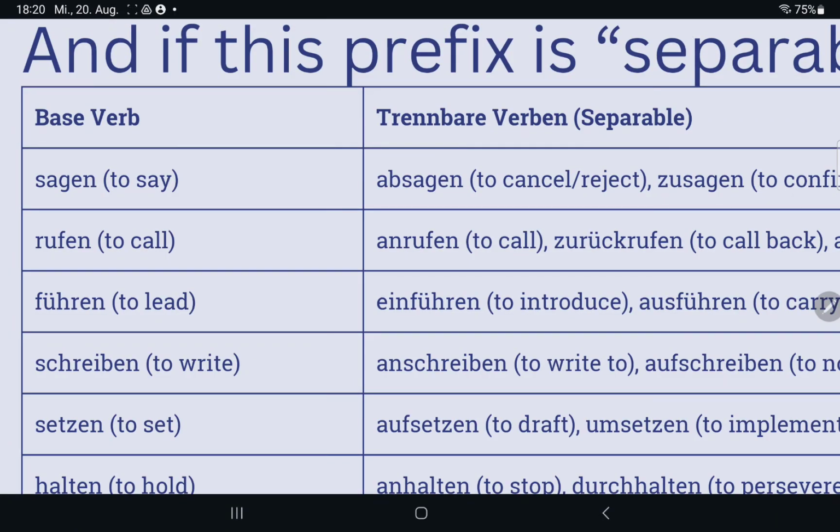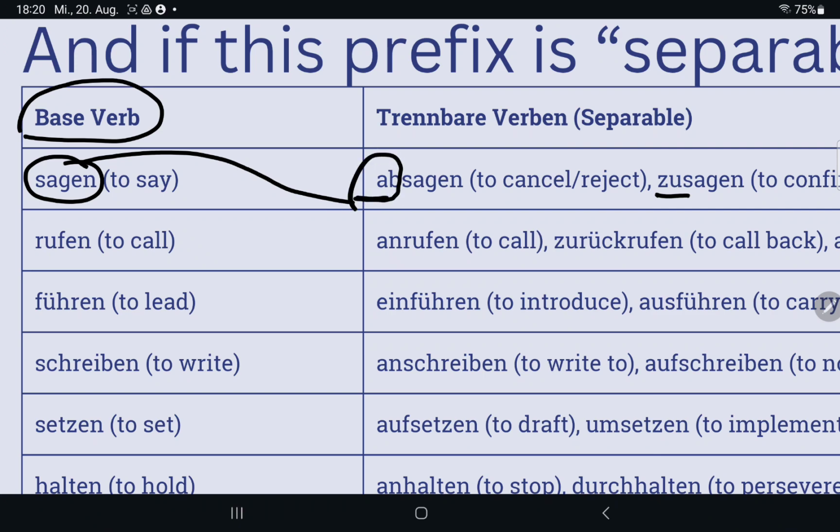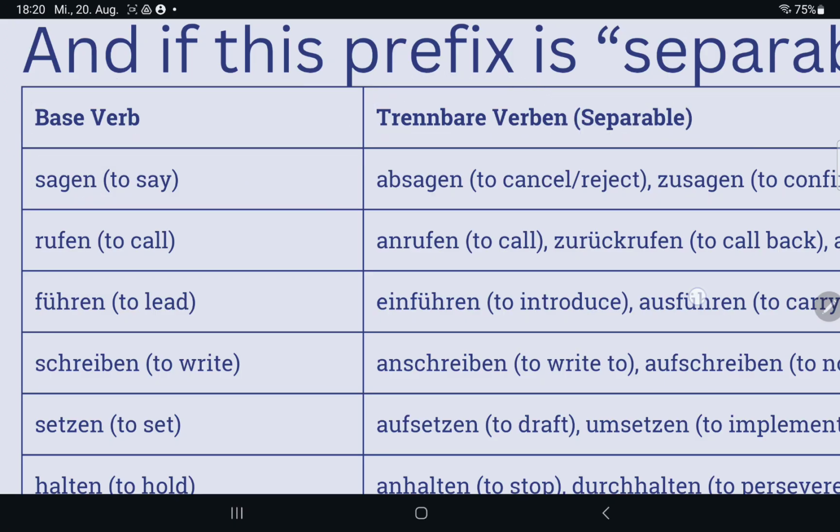So the title is base verb. Until now, when you learned sagen, I just said it's a verb. Now I'm saying it's a base verb. I can add prefixes to it. I can say absagen, zusagen, and so on. If I add a prefix to sagen, the base verb, and the prefix is separable, it will be referred to as a trennbare Verb, or a separable verb.